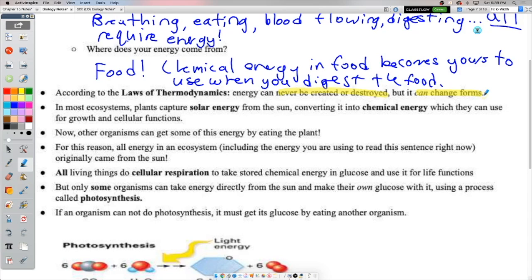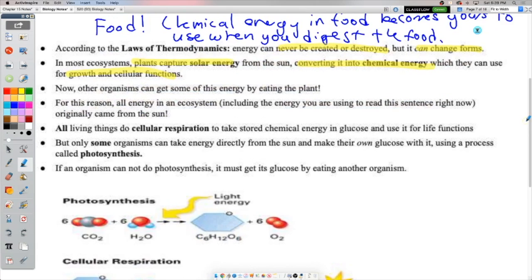So in most ecosystems, plants capture solar energy from the sun, right? And then they convert it into chemical energy. Sugar, okay, glucose is how they do that, which they can then use for growth and for cellular functions, right? Growing takes energy. But now that that chemical energy is in the plant, well, other organisms can get it by eating the plant. So this fact kind of leads us to the idea that all energy in an ecosystem, including the energy you're using right now to just read this sentence, right, came from the sun. We can trace all energy back to the sun.